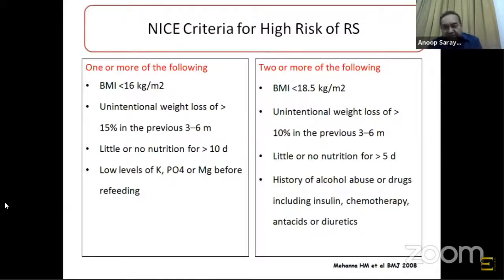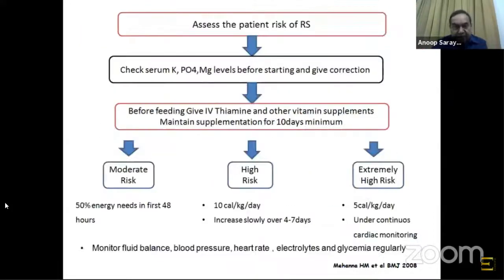If only one is present, and if 2 or more of the following: BMI less than 18.5, unintentional weight loss of more than 10%, little or no nutrition for 5 days, history of alcohol abuse, drugs including insulin, chemotherapy, antacid, or diuretic. So once we identify this patient, we have to be extra careful. So how we start, we check potassium, phosphate, magnesium level before starting and give correction.